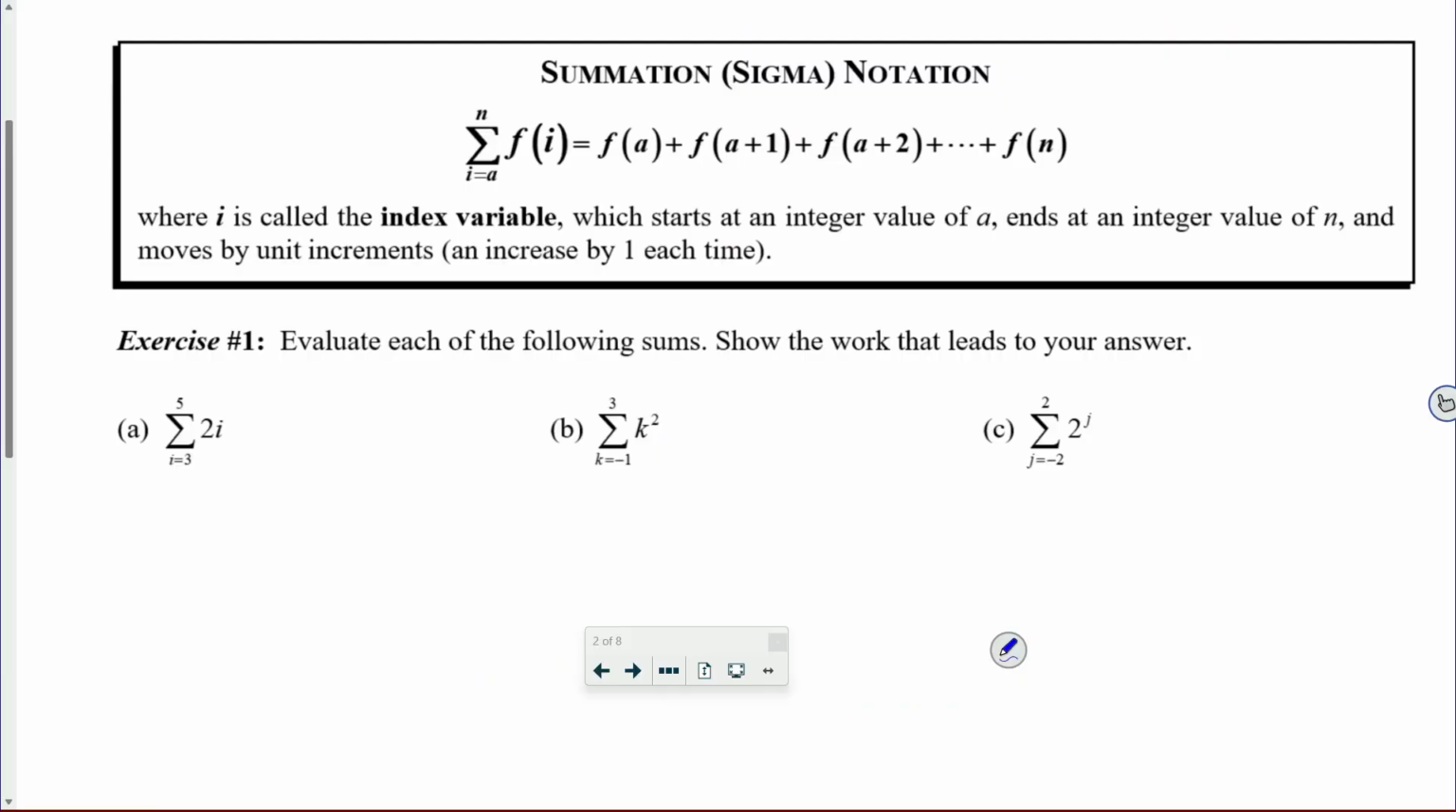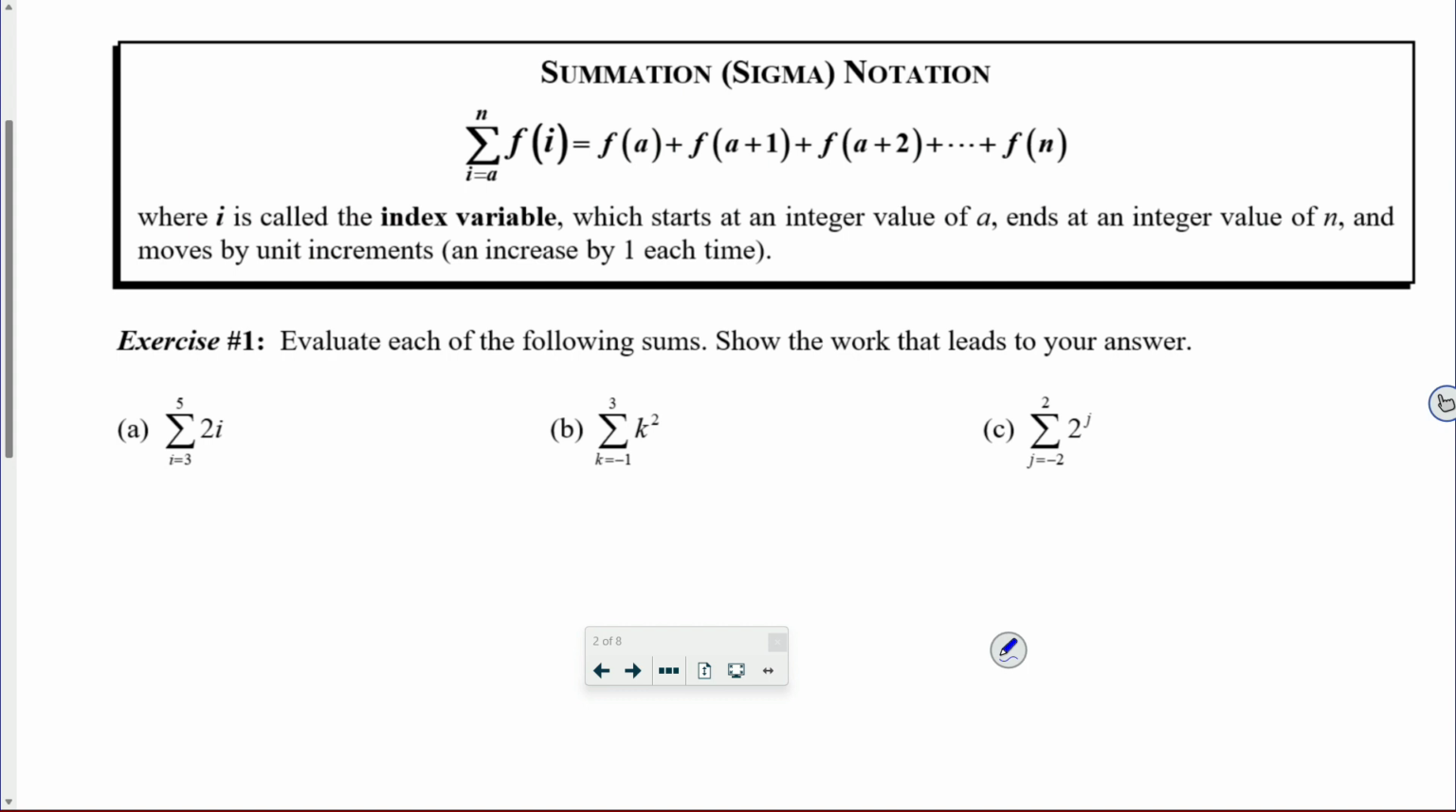All right, so we've got this sigma notation, and then we've got this little i equals a at the bottom and an n at the top and f of i, which is just function notation. And then it equals f of a plus f of a plus 1 plus f of a plus 2 plus ... all the way up to f of n.